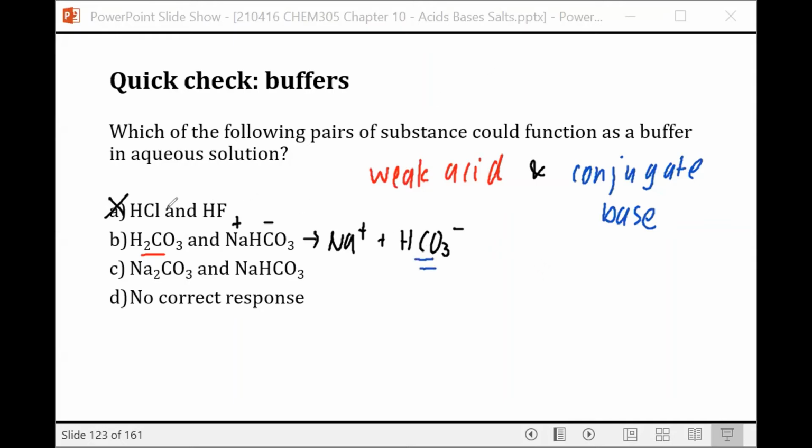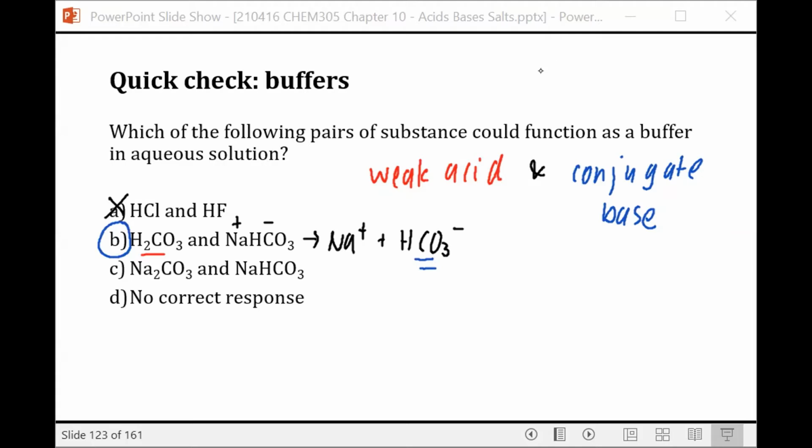of that weak acid. Remember, conjugate bases differ by removing one proton. So we have H2CO3 minus one proton gives us HCO3 minus. So this is a weak acid and its conjugate base. So the answer is going to be B. But let's show why C also is incorrect.